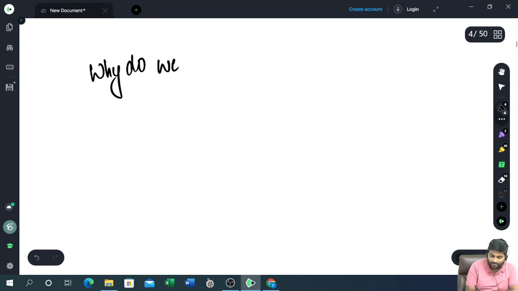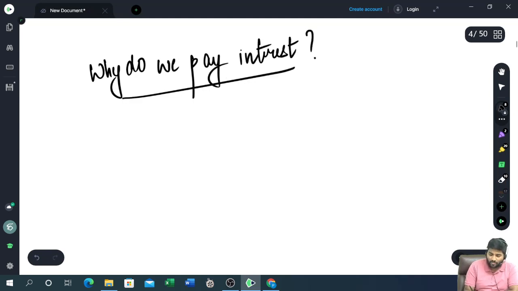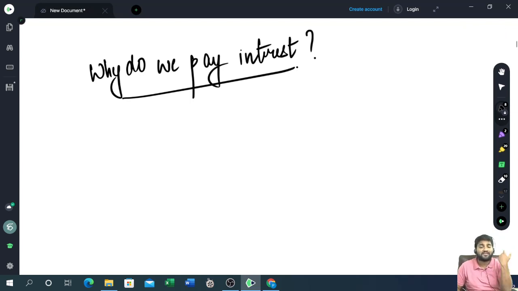Yes, definitely. What if you give someone a loan of 1 lakh rupees and that person doesn't repay you back? There is a loss of 100%. So credit risk is also there in loans, right? Okay. First question is, why do we pay interest?